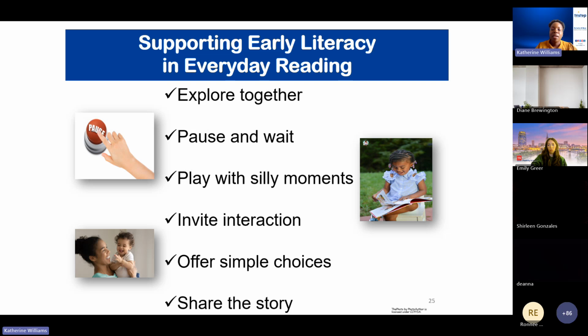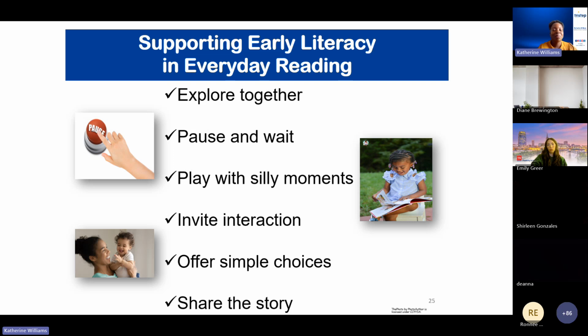So these are some additional ways to support literacy in everyday reading. Just thinking of exploring together, and then also not being so quick to give the answer or automatically do something for your child. So pausing and waiting and giving them time to respond. It does not have to be a verbal response. It could simply be eye gaze. It could be vocalization. It could be smiling at you, but just waiting just a little bit for that response from them, and then you can respond in your way as well.